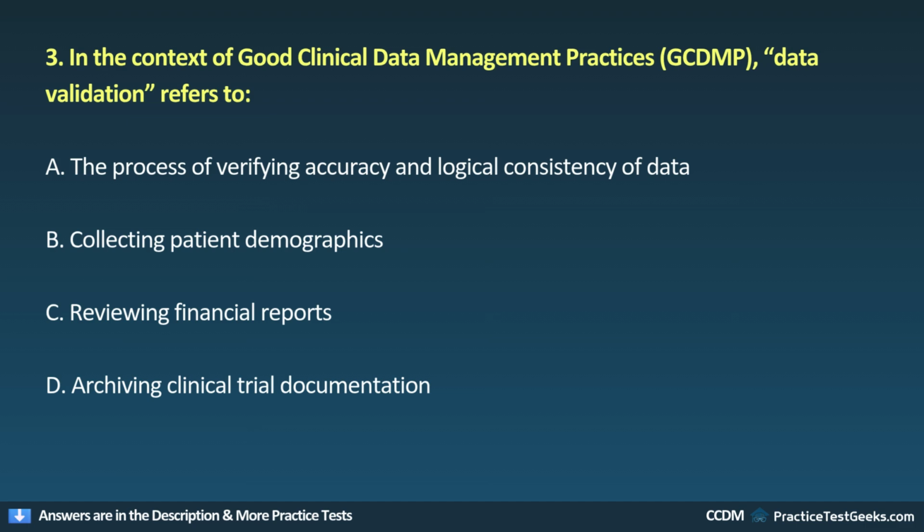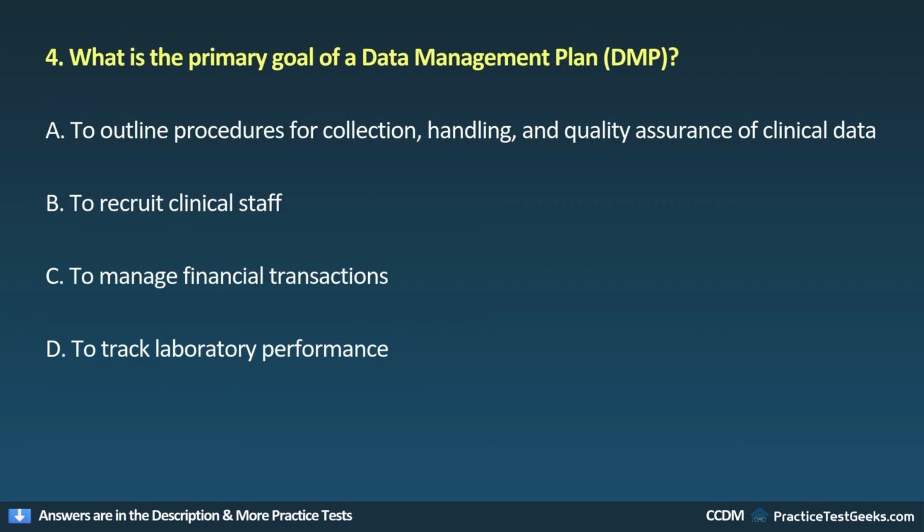A. The process of verifying accuracy and logical consistency of data. B. Collecting patient demographics. C. Reviewing financial reports. D. Archiving clinical trial documentation. 4. What is the primary goal of a data management plan (DMP)? A. To outline procedures for collection, handling, and quality assurance of clinical data.